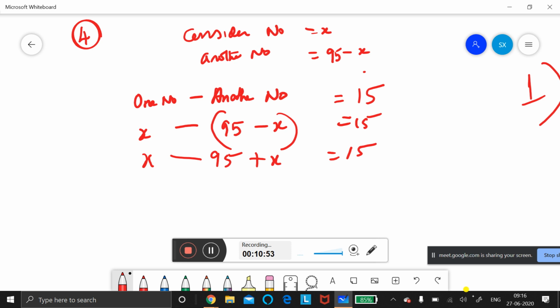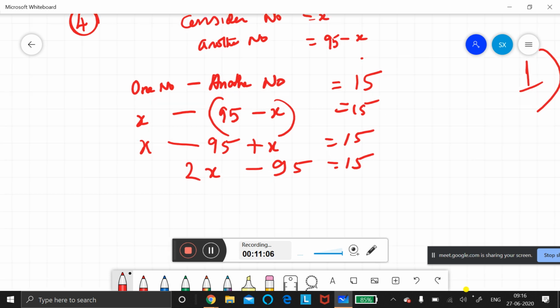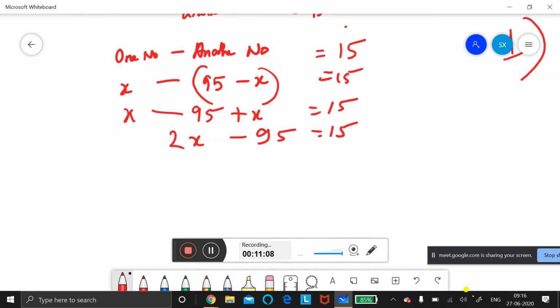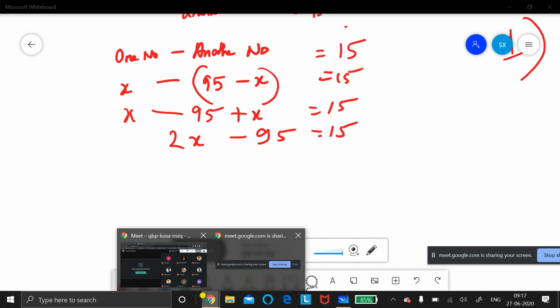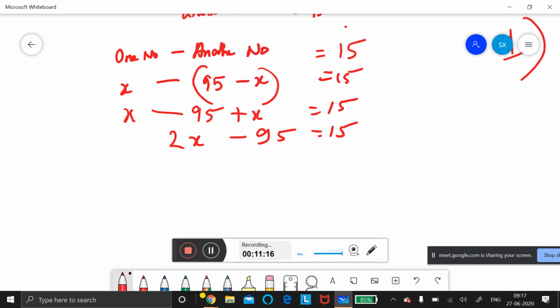So now x minus 95 minus x, minus into plus is minus, minus into minus is plus. So x plus x will become 2x minus 95 is equal to 15. Now what should we do? What should we do, Shiva? What is my next step? What should I do next?